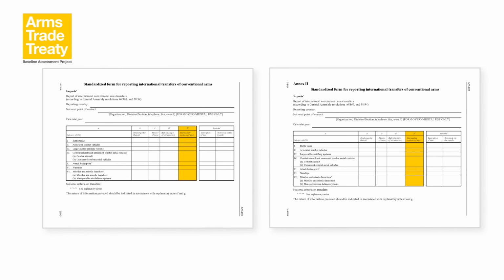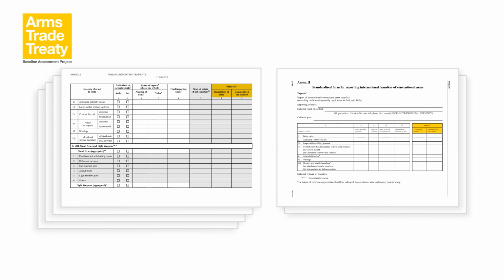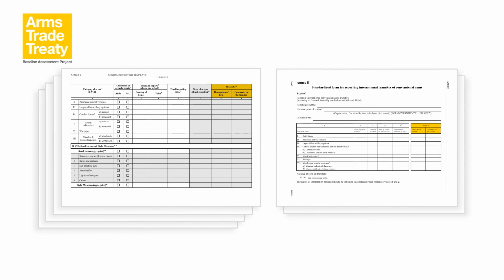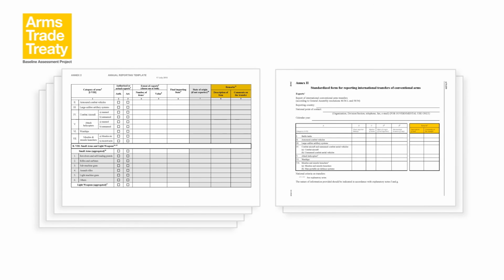The ATT Annual Report template omits the column in the UN Register reporting template for intermediate location, if any. This column is used in the UN Register reporting template for cases where an item is integrated into a system and re-exported. The ATT Annual Report template has shaded columns for remarks to indicate that such information is voluntary. The UN Register reporting template does not contain such shading.